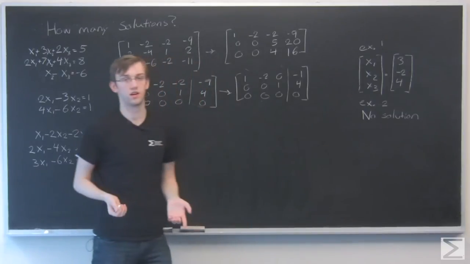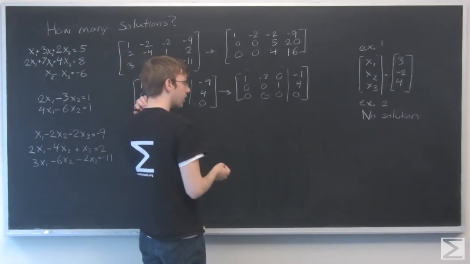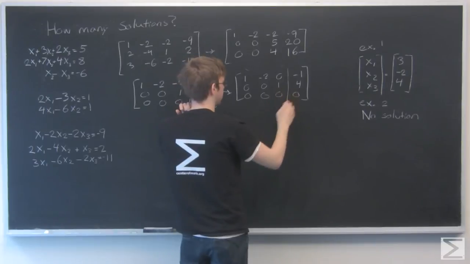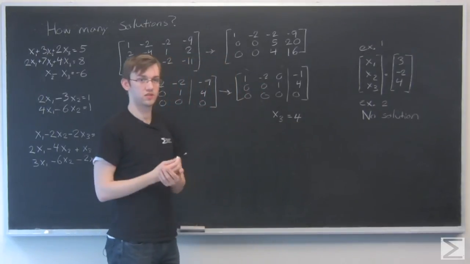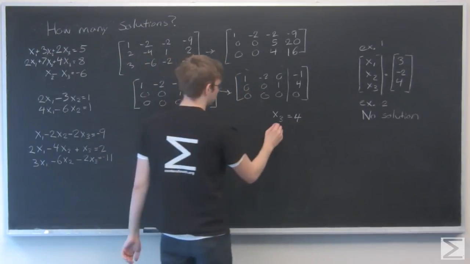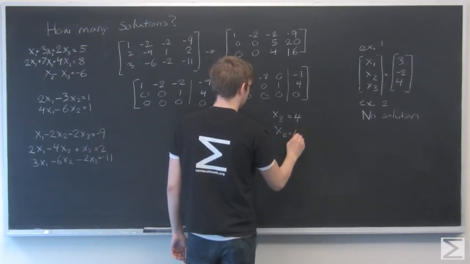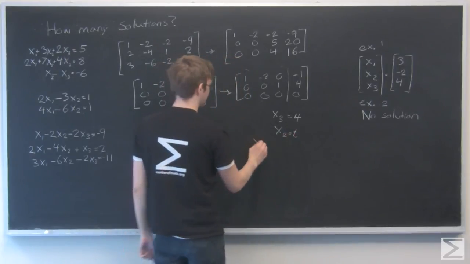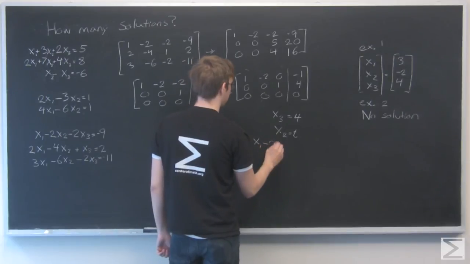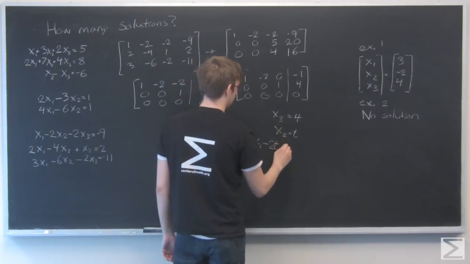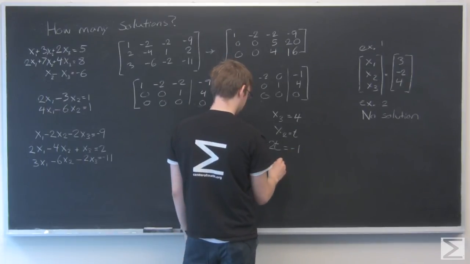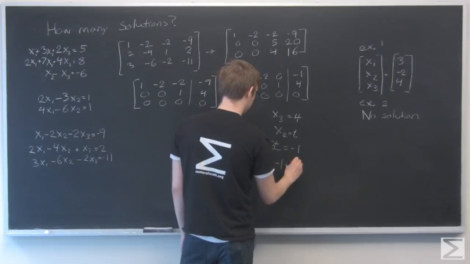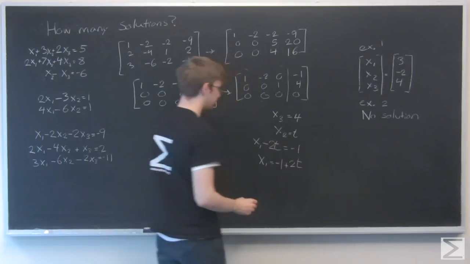All right, so now I'm in reduced row echelon form. I here have x3 equals 4. When we have a free variable, we assign that to t. So we're going to say x2 equals t. And now this first row reads as x1 minus 2x2, or t, equals minus 1. So x1 equals minus 1 plus 2t.